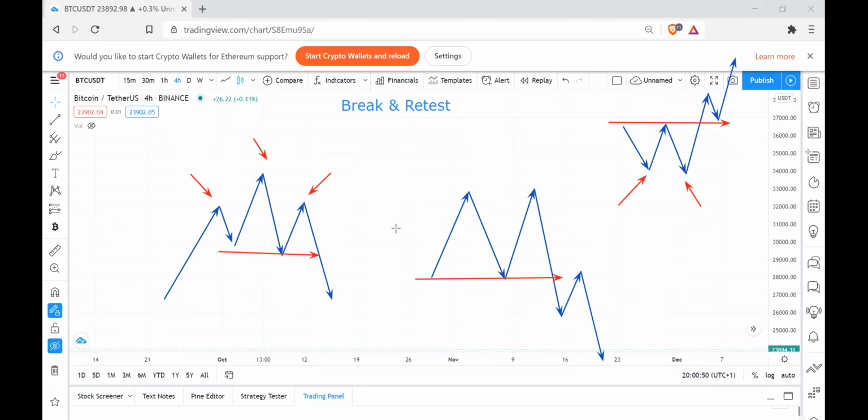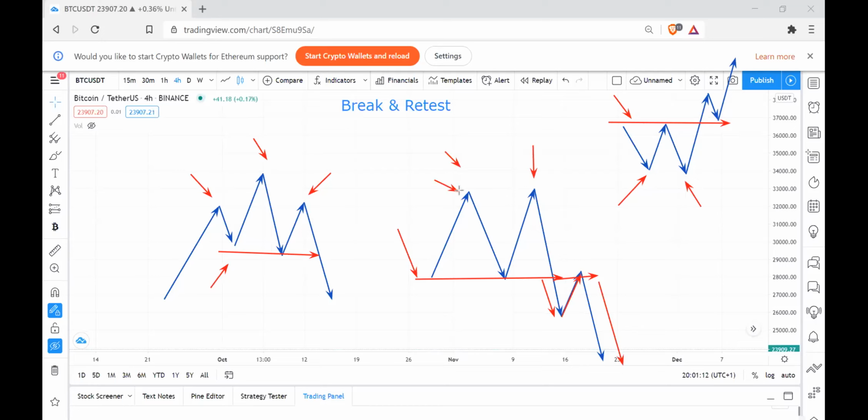Let's look at this for example. Remember, the neckline is the place of interest. So you're expecting that once the neckline is broken, you're waiting for a retest. The retest is the retracement. And once this retracement happens, what do you expect? Continuation to the downside. This is how the double top pattern is traded.